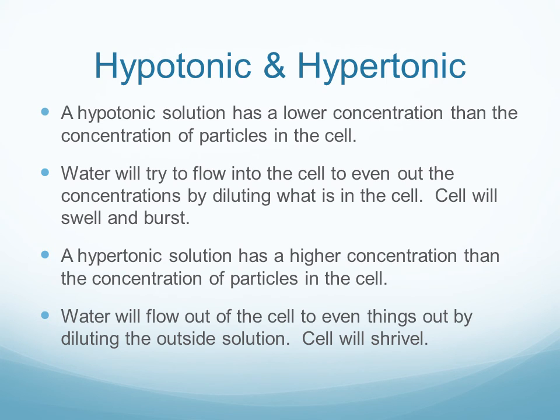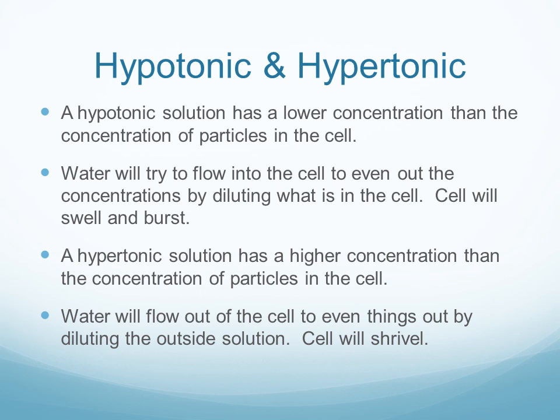If you don't have an isotonic solution, you're either low or high, you're not equal. Hypotonic solution has a lower concentration than what you usually find in a cell. And so if you have a lower concentration outside the cell and higher inside the cell, the water will flow in to try to even out the concentrations by diluting the solution inside the cell. And the flow of water into the cell can make it swell or burst.